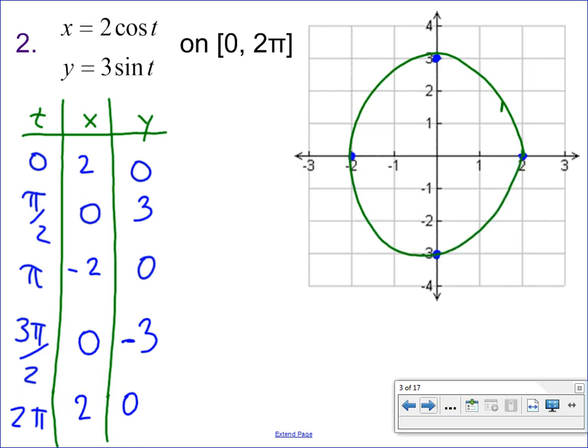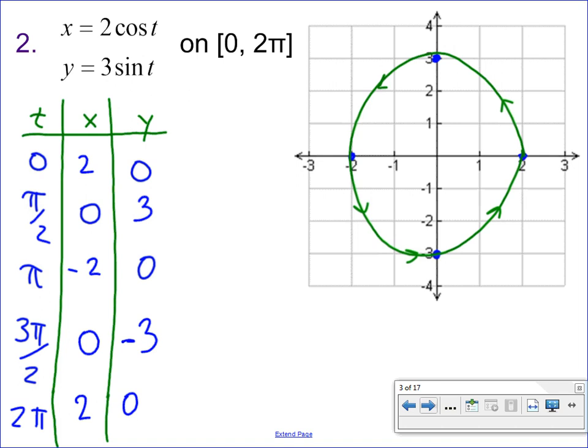And our direction of motion as we go around the horn. And it looks like in the 0 to 2 pi, we trace out 1 full rotation of the ellipse. Raise your hand if you have this picture for number 2. All right. Now let's go ahead and relate x and y directly.